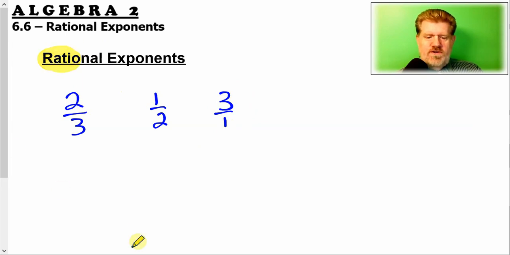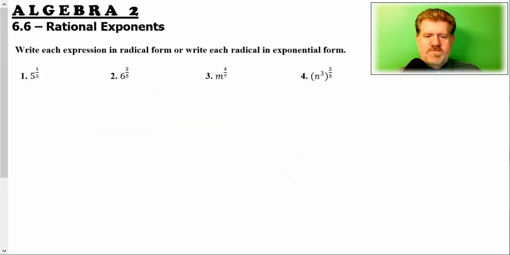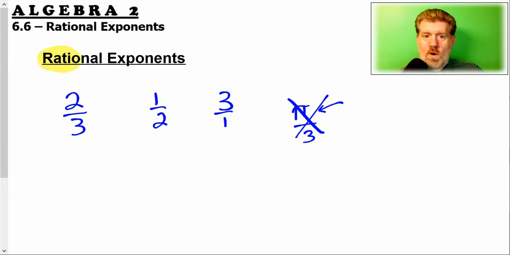Okay. So somebody might say, well, isn't this a fraction, pi over 3? Well, no, because pi is not a whole number. So this is not a rational number. So rational numbers are any numbers that can be written as ratios with two whole numbers.